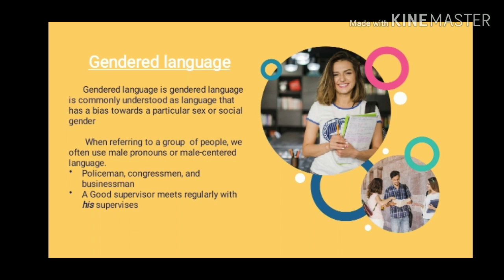So guys, actually gendered language is commonly understood as a language that has a bias towards a particular sex or social gender. In English, this would include using gender-specific terms referring to professions or people, such as businessman or congressman or policeman, or using the masculine pronouns like he, him, his to refer to people in general, such as a doctor should know how to communicate with his patients.